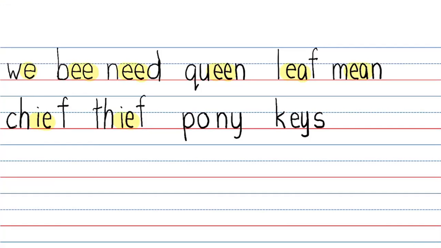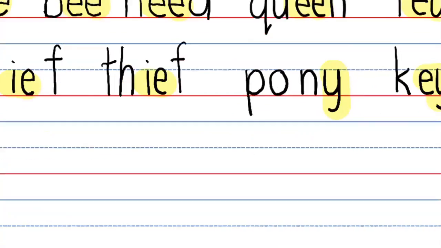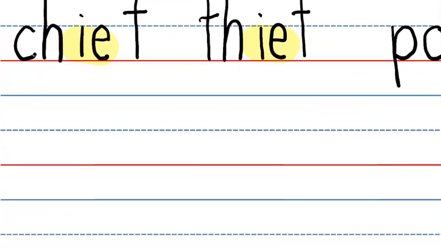And then we have the Y to spell E in pony and the EY to spell E in keys. We have our bonus words. Let's look at those. The word is grow. It was one you had last week. The sounds are G, R, O.